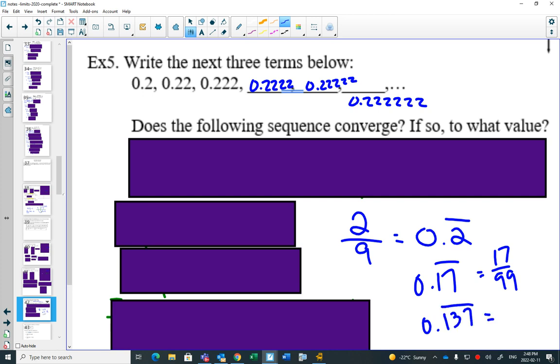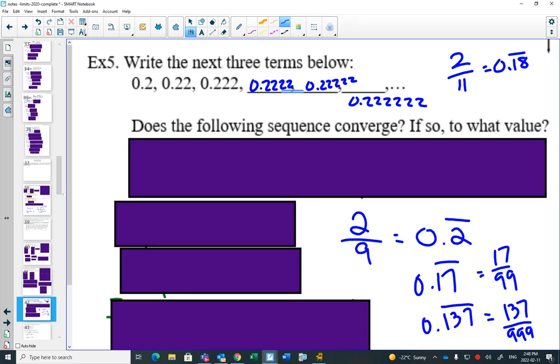0.137 repeated would be, any guesses? And that's pretty cool. And then you can figure out stuff like mental math. What's 2 11ths? 0.18 repeated. How did I do that? Made it the same as 18 over 99. Pretty cool.